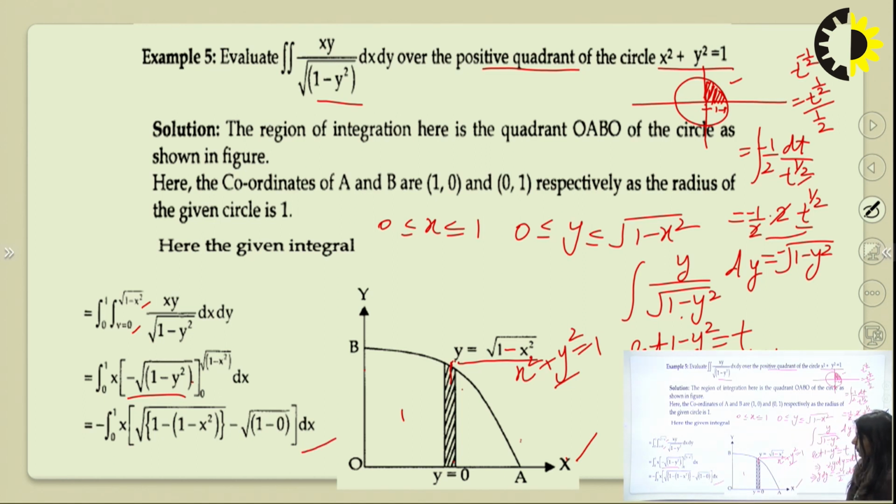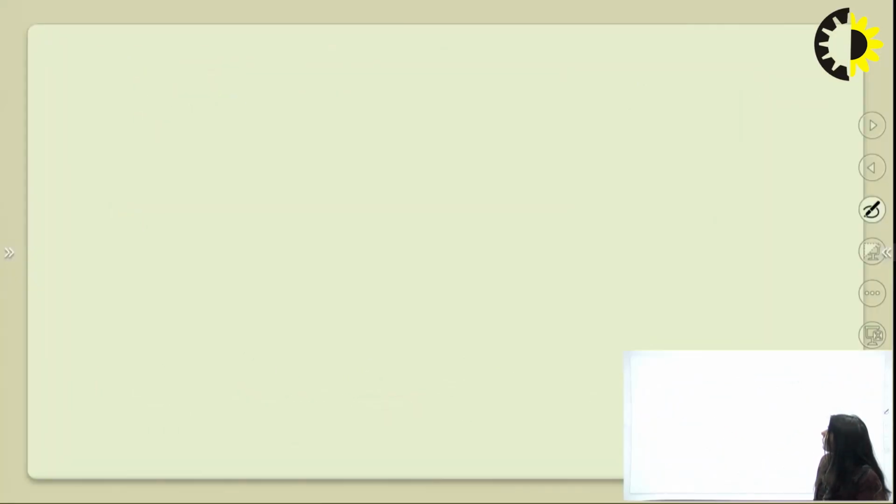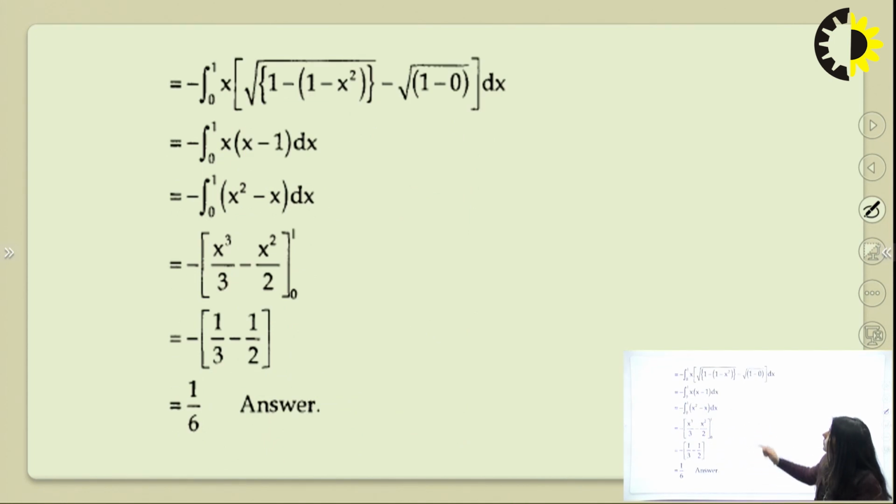Now firstly we will simplify this, and here 1 is cancelled out, and minus root of 1 is equal to 1. So we get x into x minus 1. Now multiply this x in the bracket, so x square minus x.